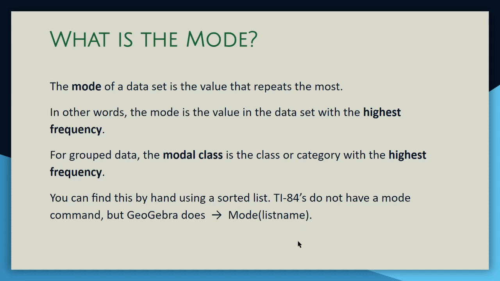You can find this by hand using a sorted list. The TIs don't have a mode command. You'll notice it doesn't pop up on that list that you get from 1-Var Stats, but GeoGebra does. So you can use the TI-84s to sort your list, but you'll have to manually search it for the highest number of repeats, or you can use GeoGebra and do mode parentheses list name.